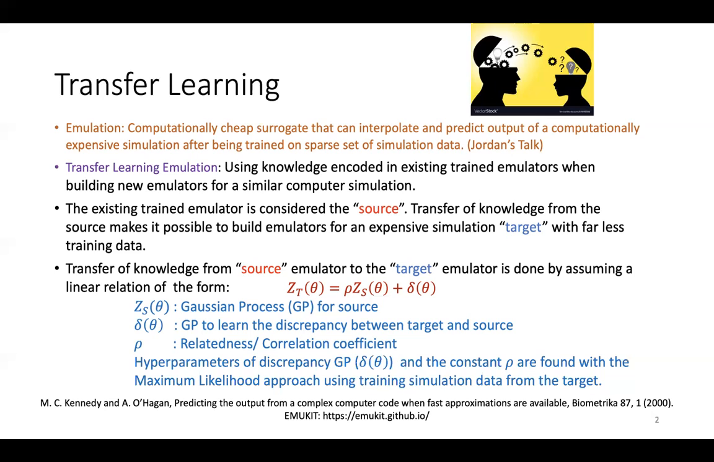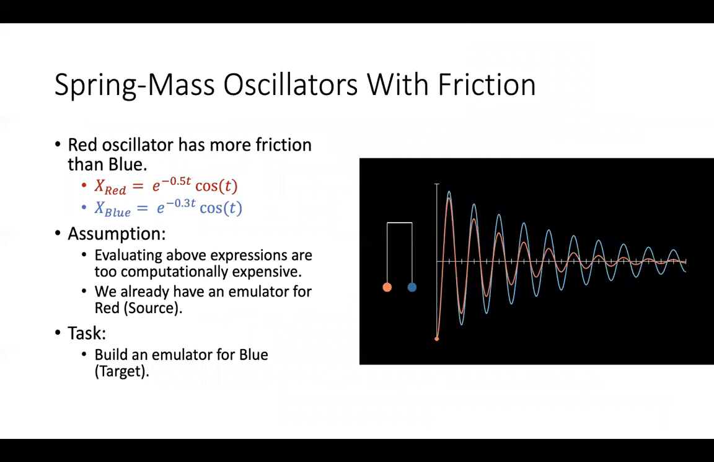Before we move to the toy problem, let me tell you one more thing. In this linear relationship, there's one limitation, which is that we assume the source and the target both have the same model parameters as their inputs. This is a limitation in the current method, and we hope to relax this constraint in our future work. Right, let's move on to our toy problem.